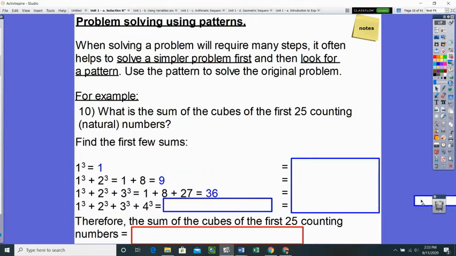And there is a button on the calculator, your exponent button. We'll be talking more about that as we go along. And then we come down here, we're going to have the 1 plus the 8 plus the 27, and 4 to the third is 64.